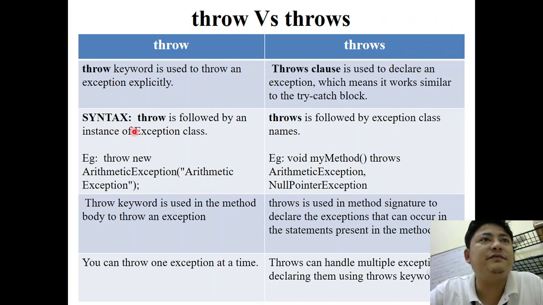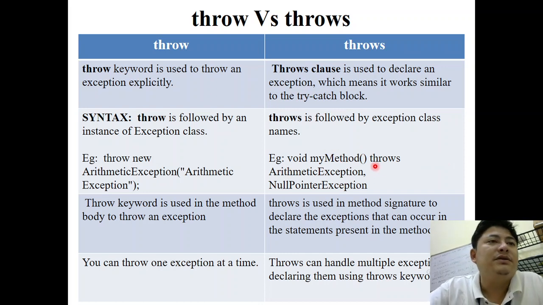Syntax: for using throw, it is followed by an instance of the exception class, for example, throw new exception. You use the keyword new to create the instance of the exception class. However, in throws we don't use the keyword new. We only inform that this is the list of exceptions that the particular method might encounter. This is the second difference with respect to the syntax.